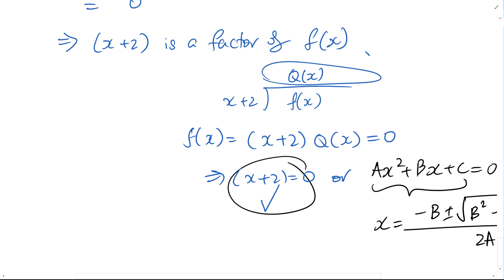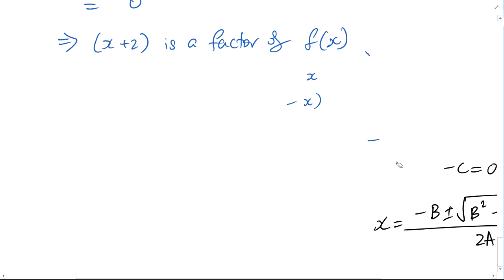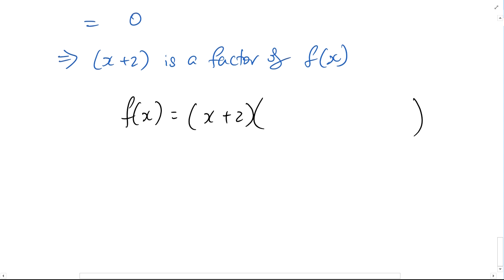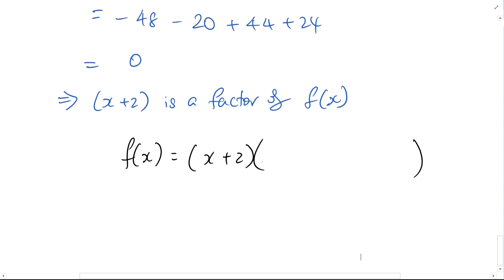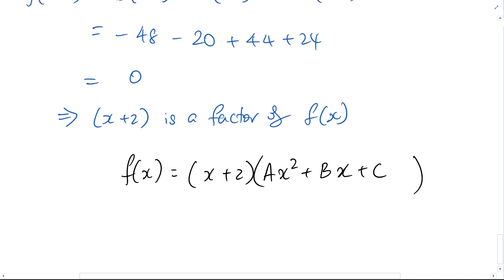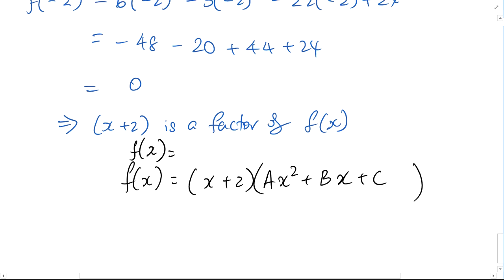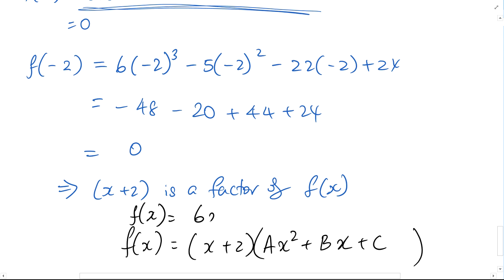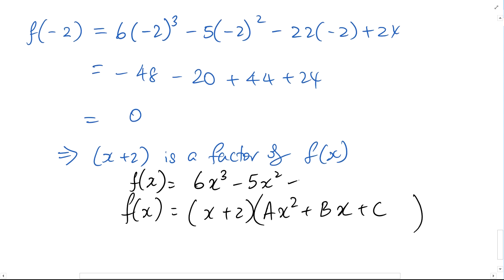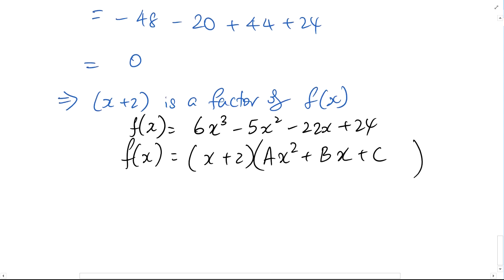Now what if I don't want to do long division? By observation, okay. So now we will need to rewrite f(x). f(x) now equals x plus 2. It is a factor, right? And this is my quotient. What form is it going to be? ax squared plus bx plus c. And let us compare this with the original f(x), which is 6x cubed minus 5x squared minus 22x plus 24. Okay, from here, which of these unknowns is very easy to find out?